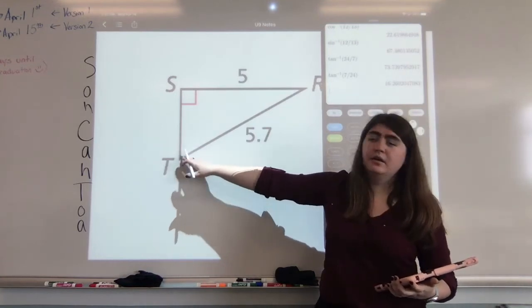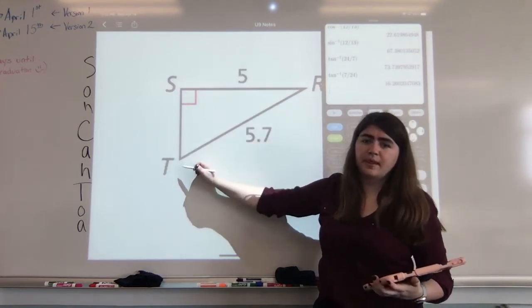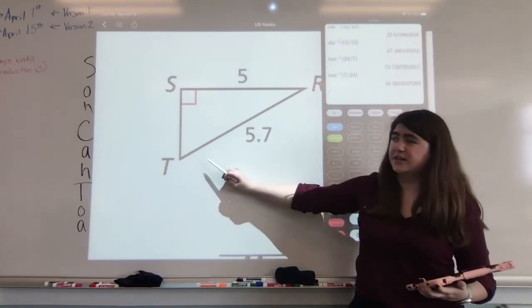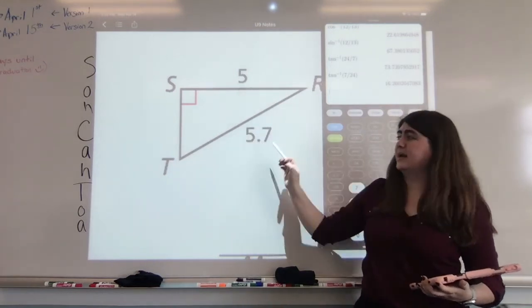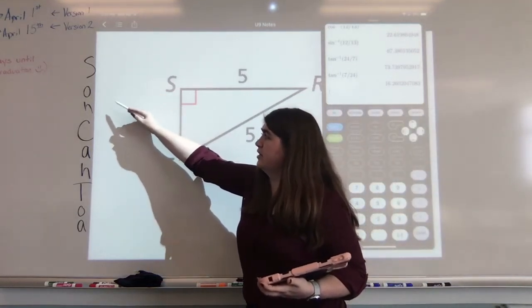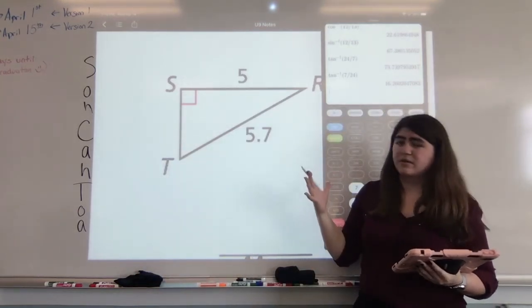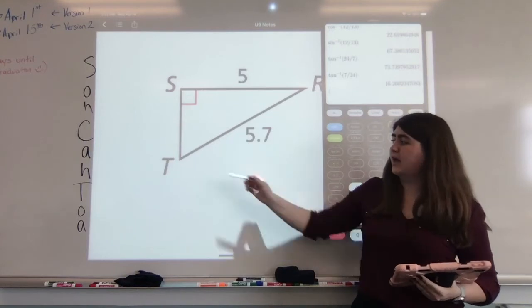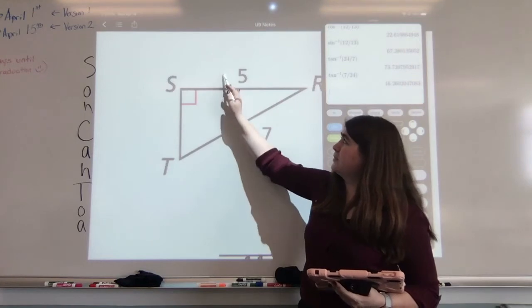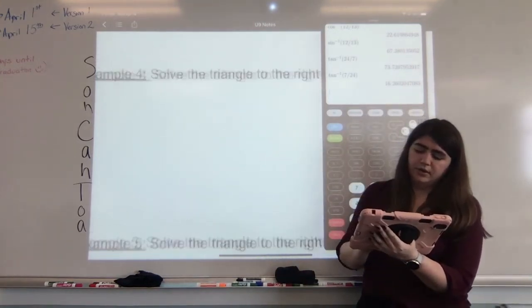Angle T has side 5 across the way, that's opposite, and then we have the hypotenuse. So I need to use a function for angle T that is using the opposite side and the hypotenuse. And that function is sine. Sine is equal to the opposite over the hypotenuse. So the sine gives us our ratio, so we need to use inverse sine to solve for our angle. So the inverse sine of the opposite over the hypotenuse, 5 over 5.7, will be equal to T.